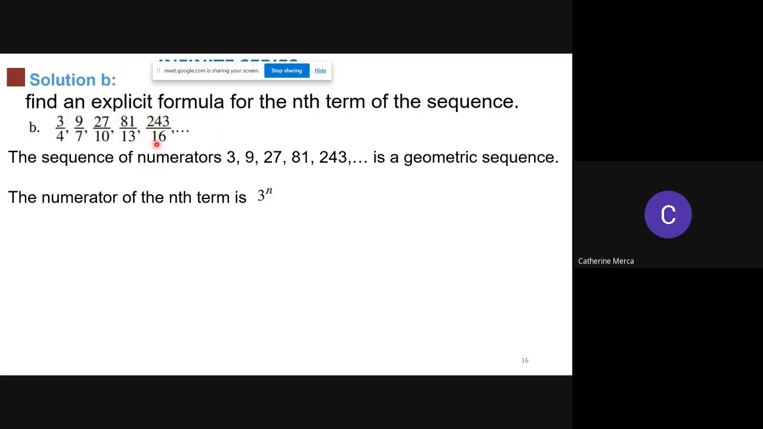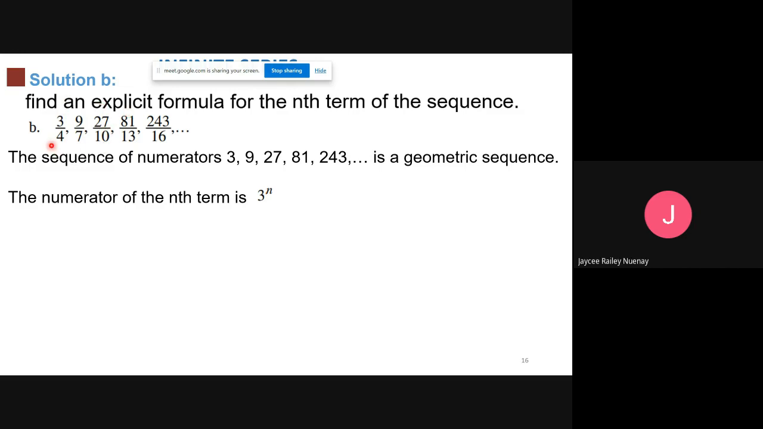How about sa denominator? Any idea? You have 4, 7, 10, 13, 16. Anong nangyari sa denominator? Is it an arithmetic sequence pa rin or is it a geometric sequence? Arithmetic sequence, yes. Ang sa ubos, ang denominator, arithmetic sequence siya. Geometric ang sa taas. Combination man ito. You notice? Arithmetic ang sa ubos.